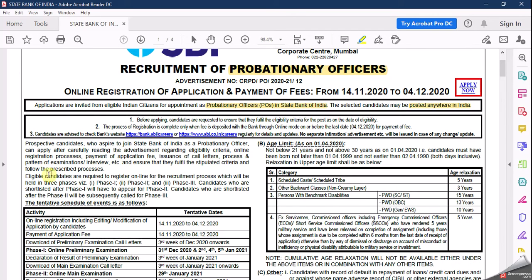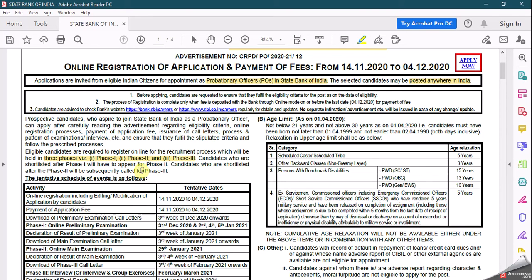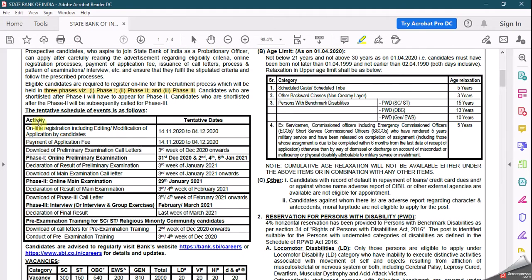So if we come here, as you can see, it is said that the recruitment will be held in three phases. So what are these three phases? Phase 1, phase 2, and phase 3. Candidates shortlisted after phase 1 will have to appear for phase 2, and similarly candidates who are shortlisted after phase 2 will be called for phase 3. So below here you can see the schedule of events they have given.